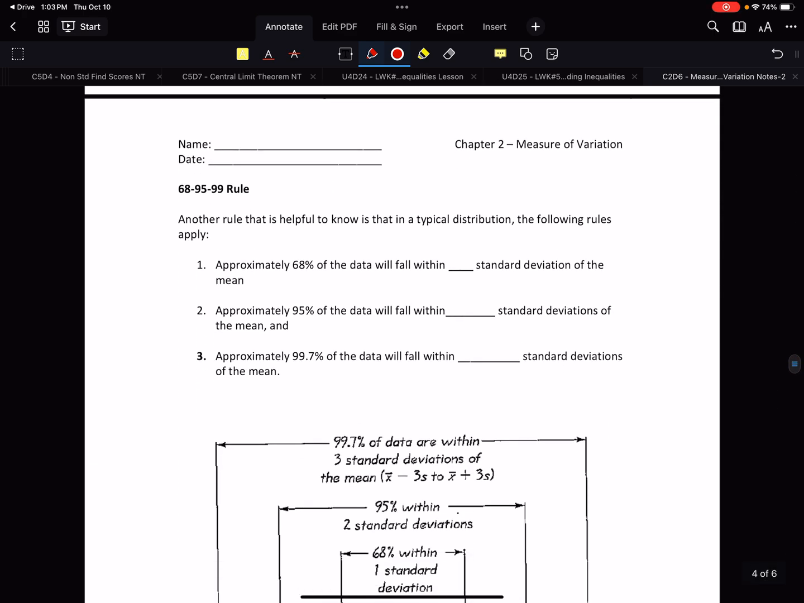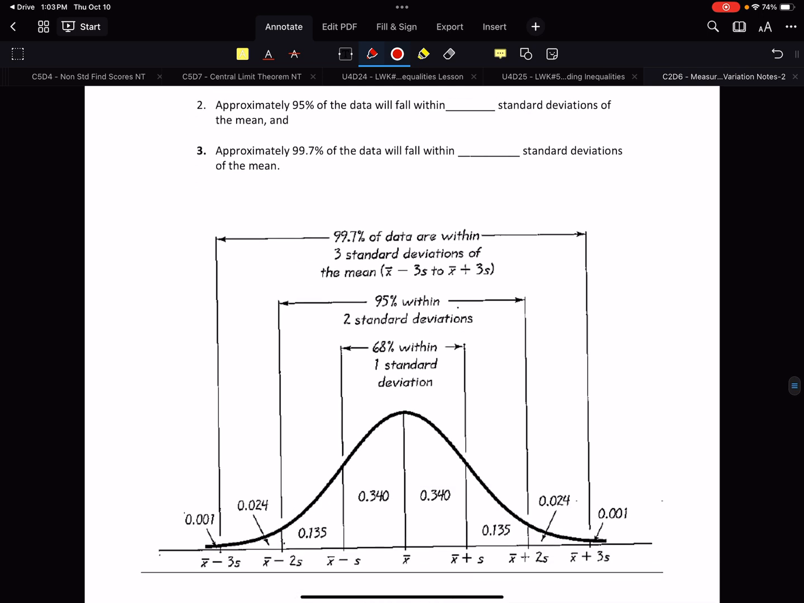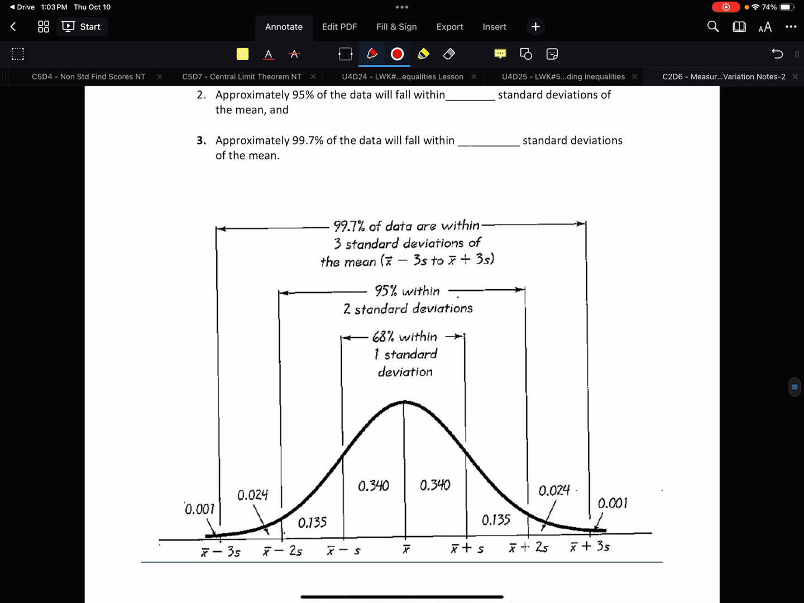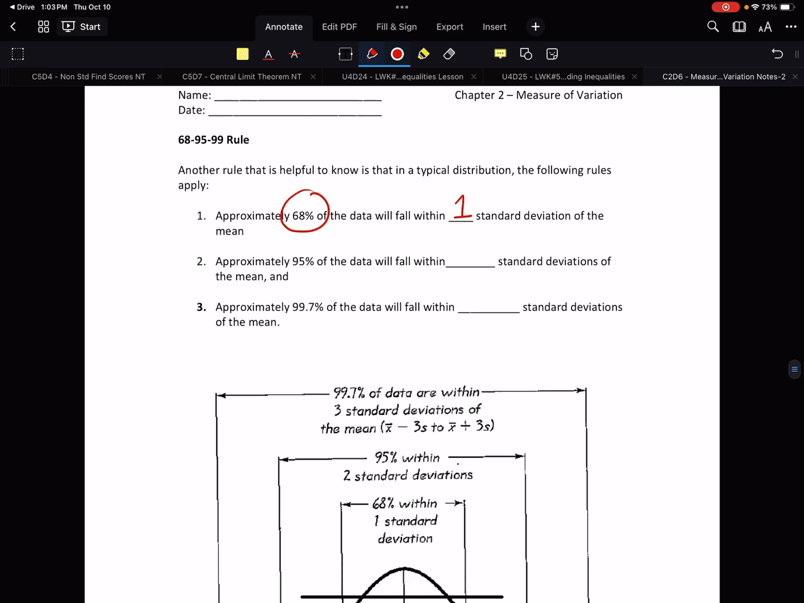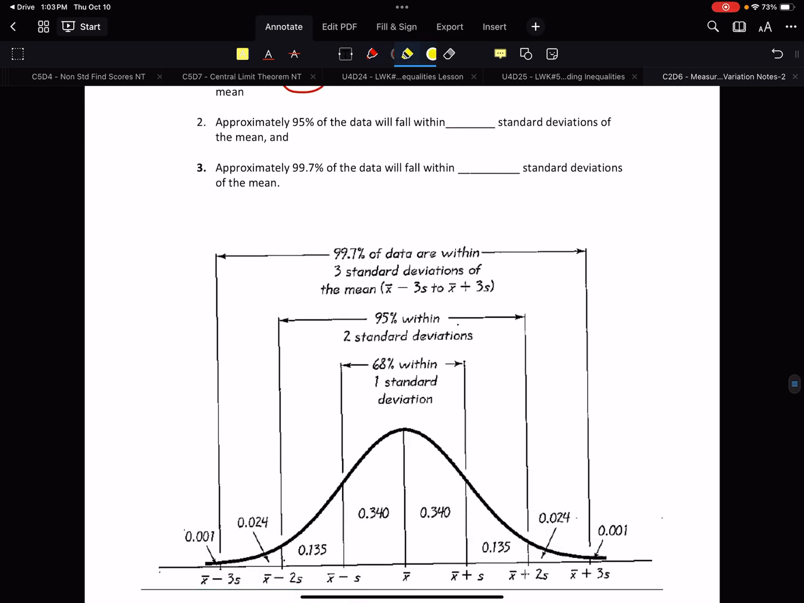Now, if you look in the classroom on the wall, we have this normal curve graph. It's right above where I sit. With our normal curve, this is going to be something to go back to over and over again. It talks about our standard deviations away from the mean. So if you are one standard deviation away from the mean, you will cover 68% of the data. So from here to here, one standard deviation away, there's 68% of our data.